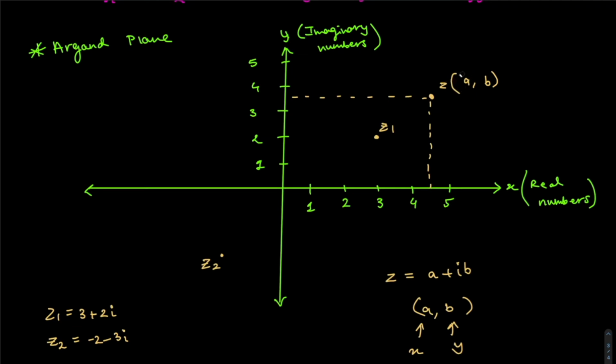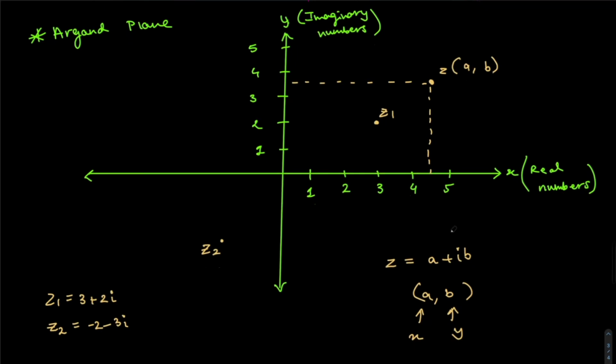So again, complex numbers are drawn on the Argand plane very much like you do normal coordinates, right? The imaginary component goes on the y-axis, the real component goes on the x-axis, right?